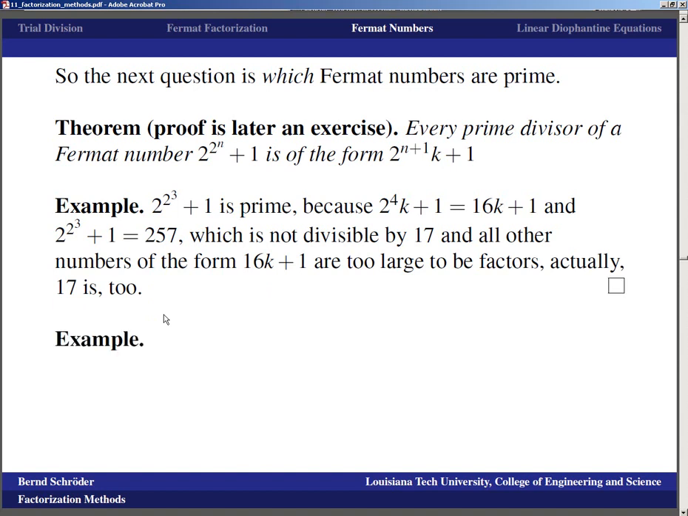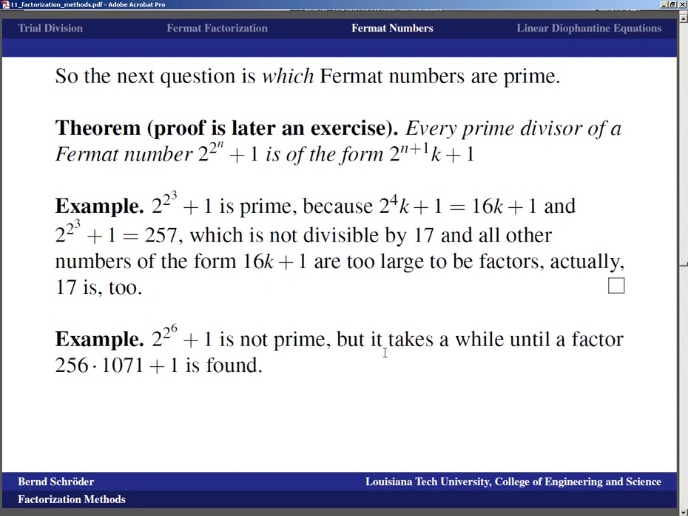Okay, as another example, 2 to the 2 to the 6th plus 1 is not prime, but it takes a while until you find a factor, and the factor would be 256 times 1071 plus 1. Let's see, how does that go? 2 to the 2 to the 6.